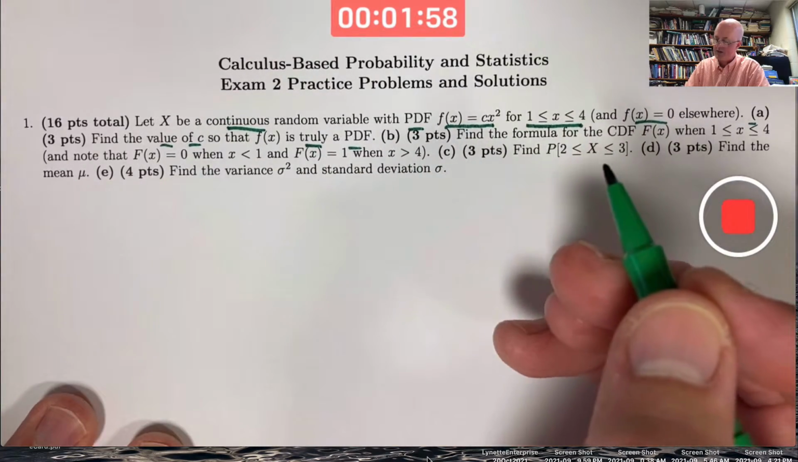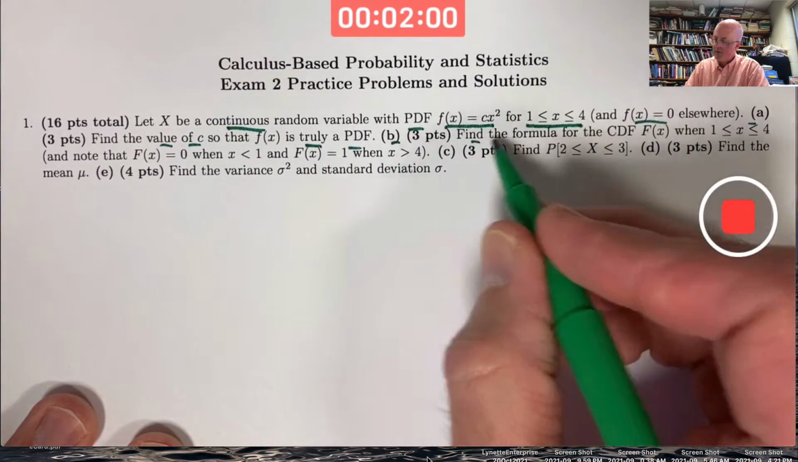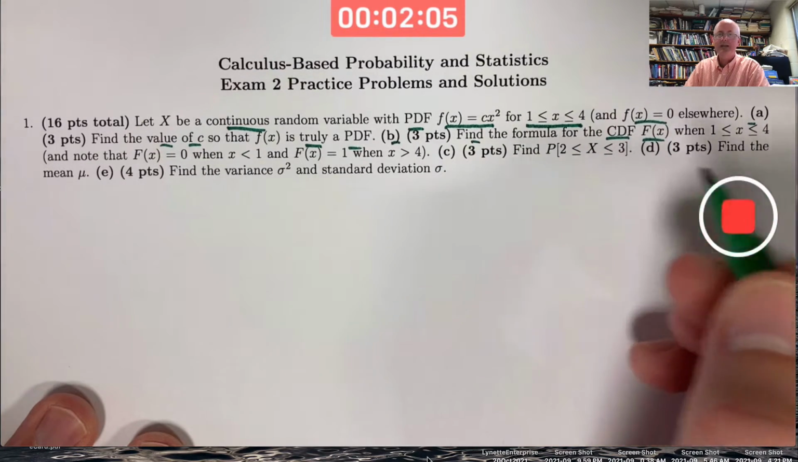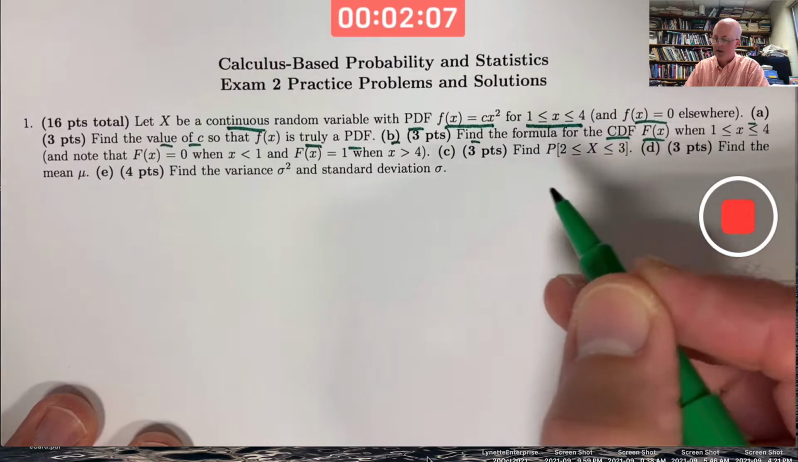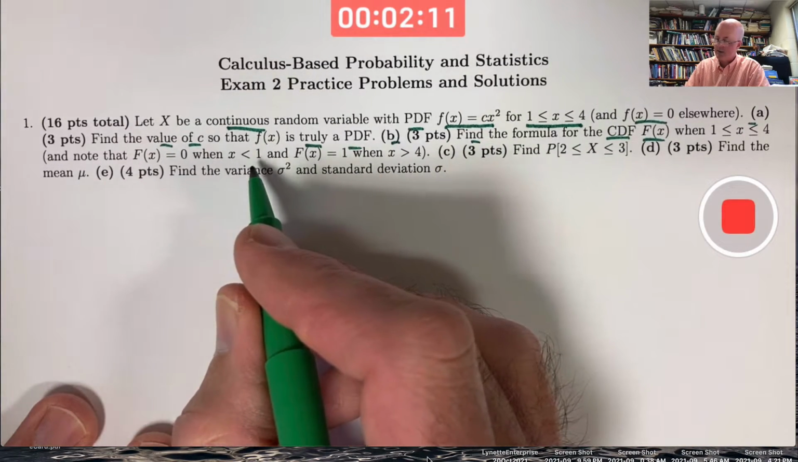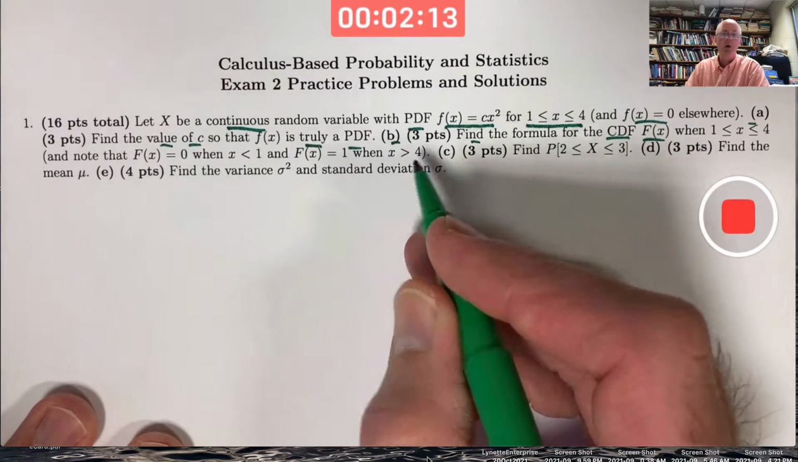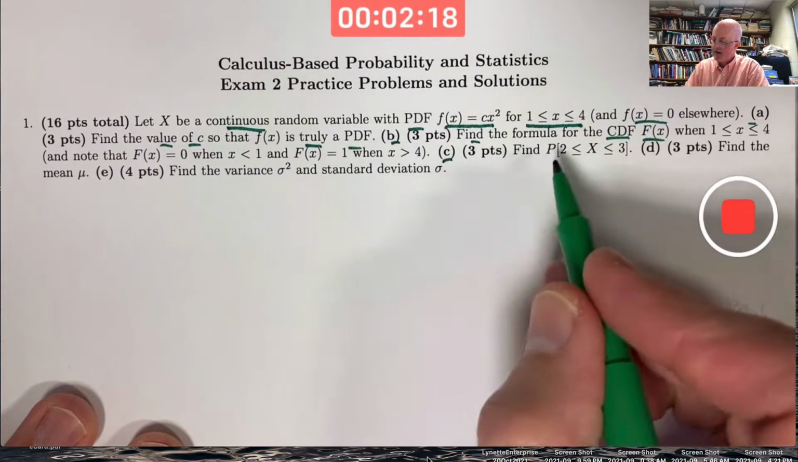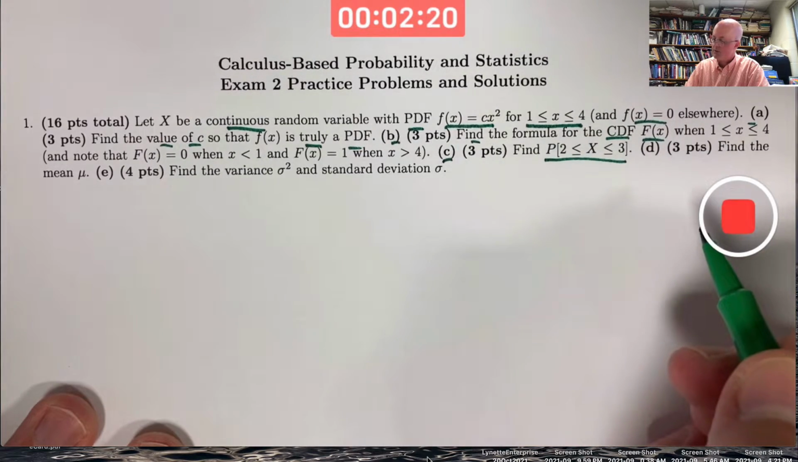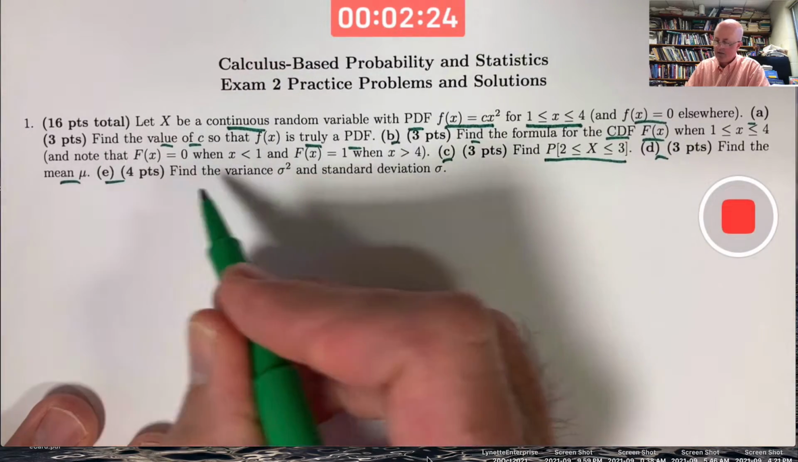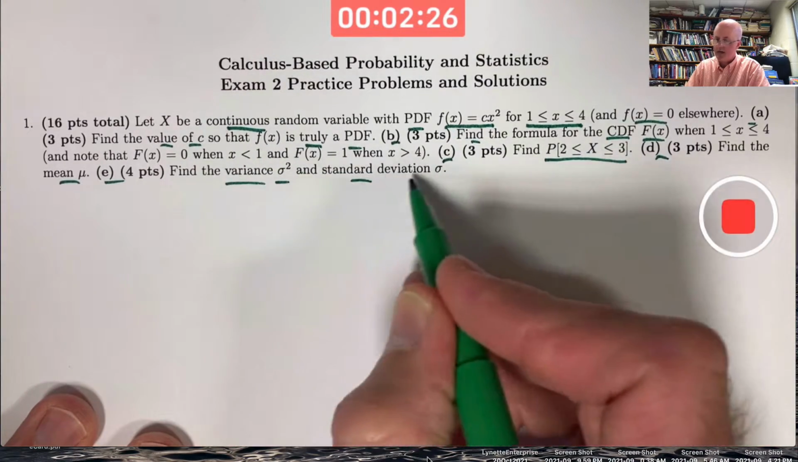That's the key condition. Part B, find a formula for the CDF, capital F of x, the cumulative distribution function. It's going to be a particular antiderivative of the PDF. It's understood that it equals 0 when x is less than 1 and equals 1 when x is greater than 4. We're only interested in the formula between 1 and 4. Part C, find an actual particular probability that x is between 2 and 3. Part D, find the mean mu. And part E, find the variance sigma squared and the standard deviation sigma.